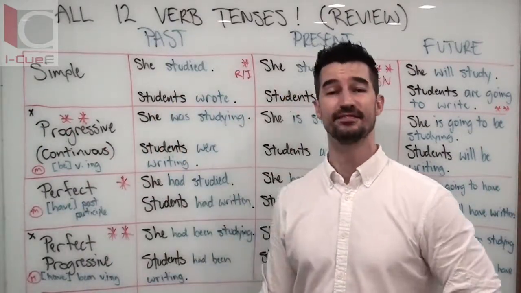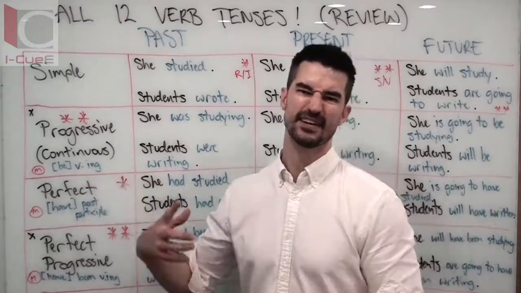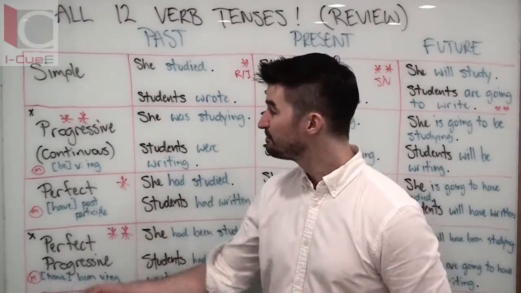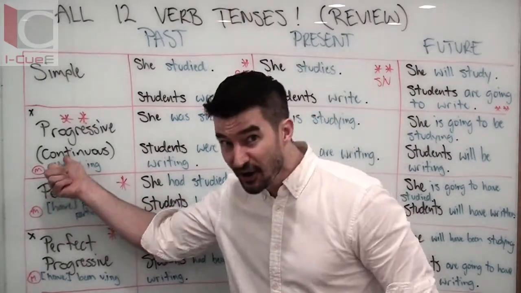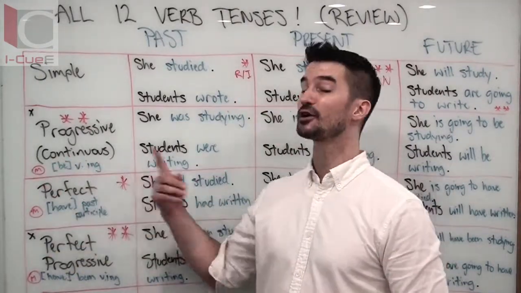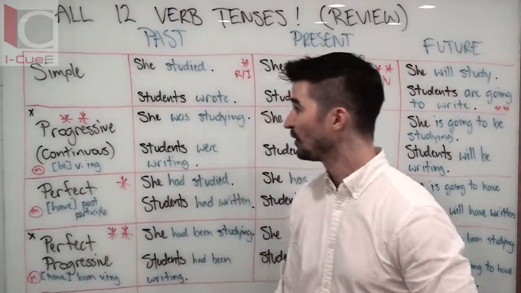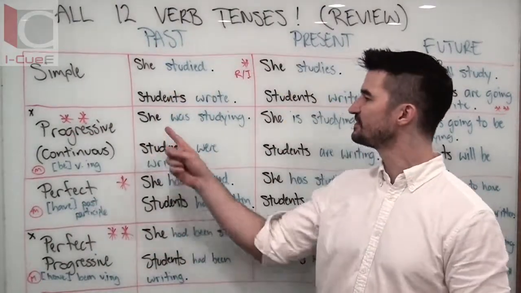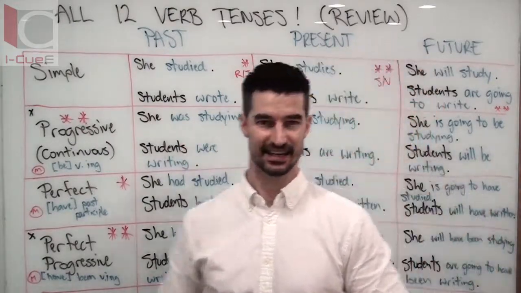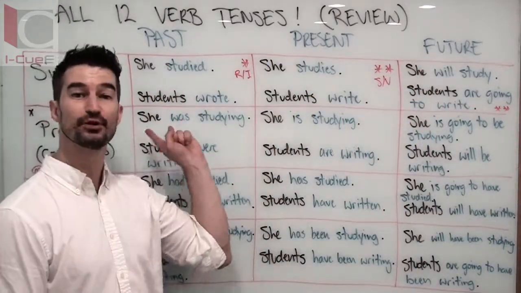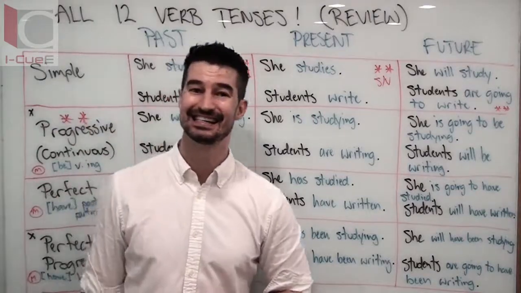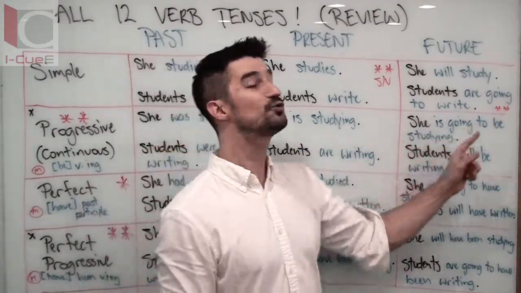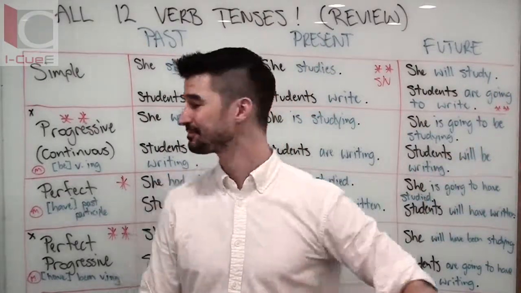The progressive verb tenses, also often called the continuous verb tenses by me, which we make by simply using the be verb and then the main verb plus ing. So the past progressive, she was studying. The present progressive, she is studying. The future progressive, she is going to be studying.